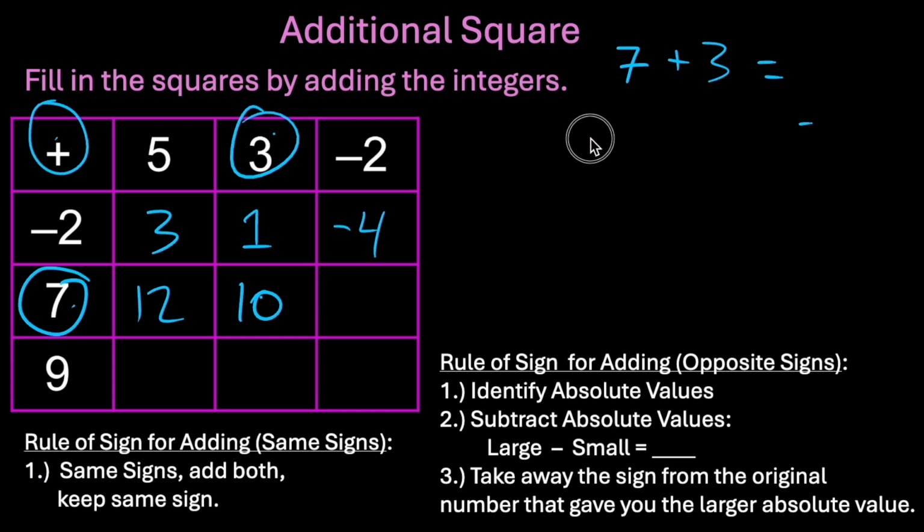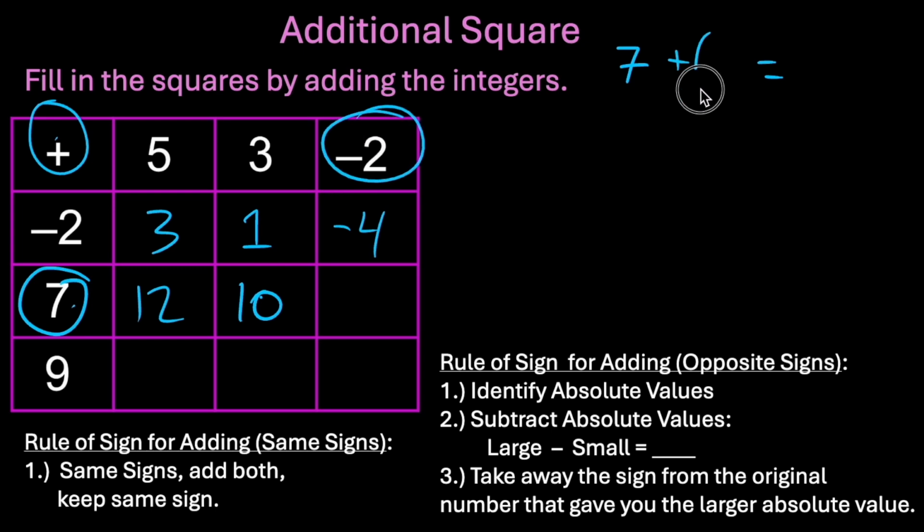All right. Last one for this row. We have 7 plus -2 equals. So now we're back to the rule of sign for adding opposite signs, because the 7 is positive and the second number, -2, is negative. So we're adding two numbers with opposite signs, and we need to use the rule of sign for adding opposite signs.